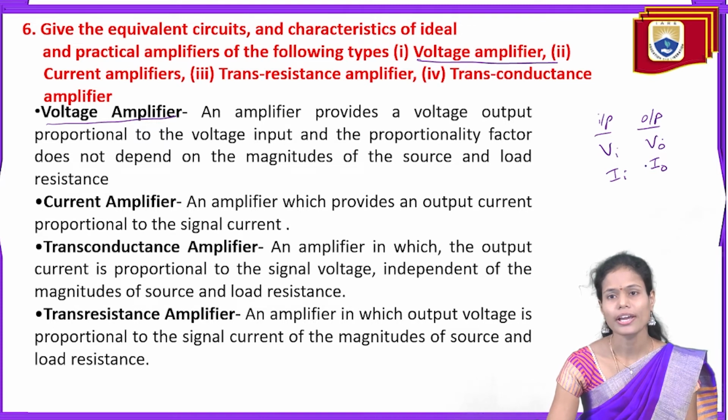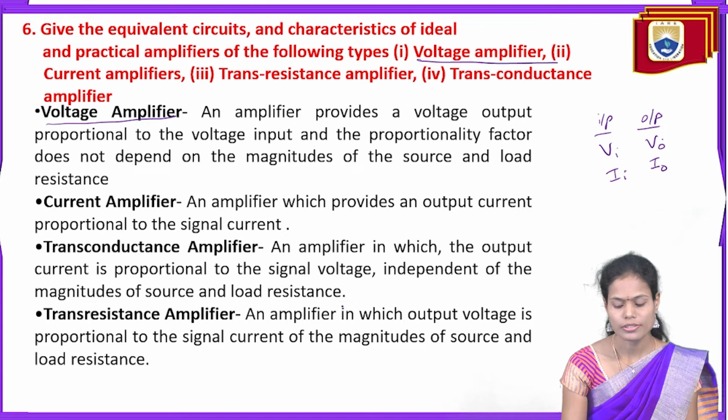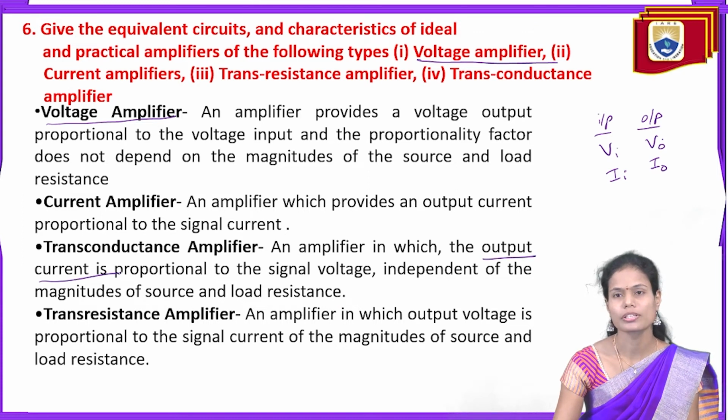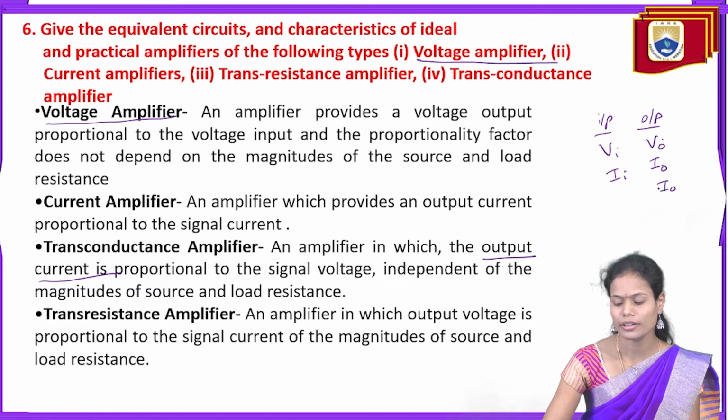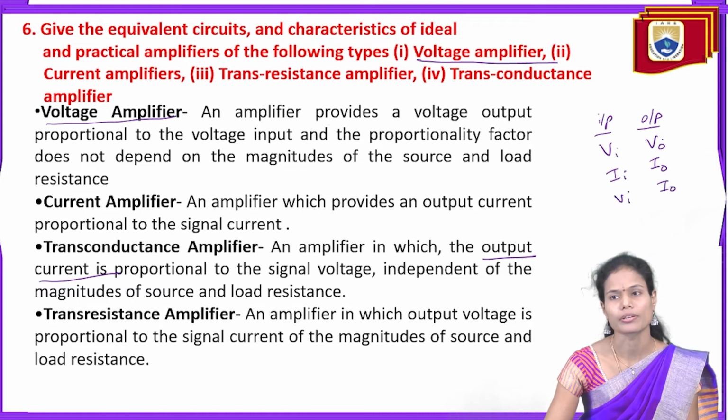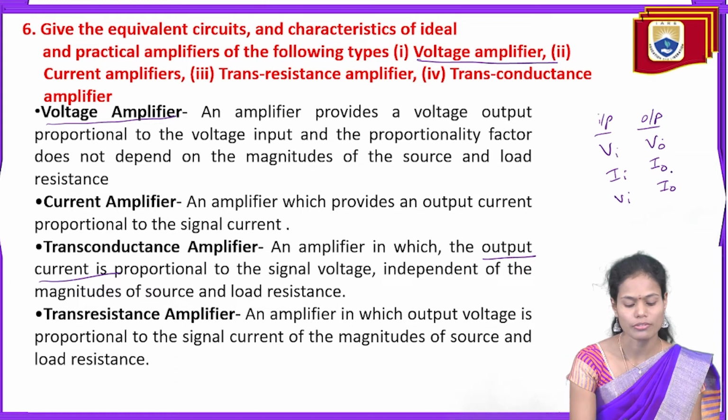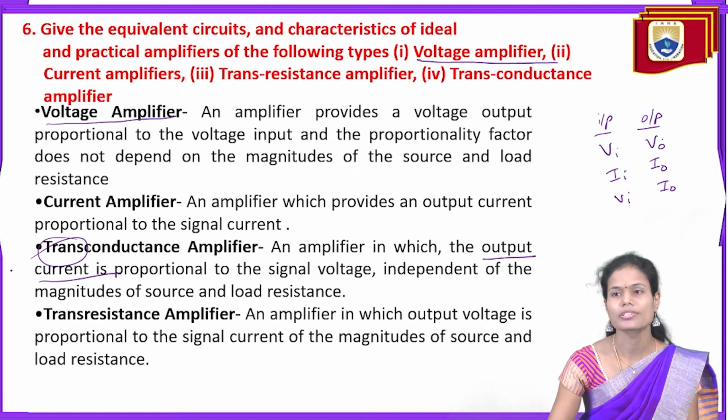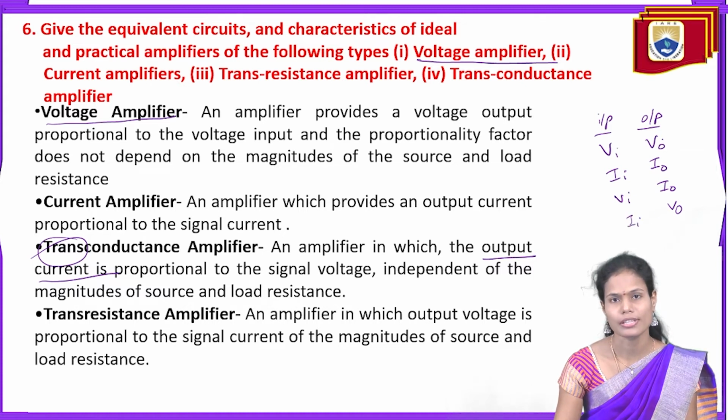And the transconductance amplifier. So transconductance amplifier means in this case the output current is proportional to the signal voltage. So the output is the current, input is the voltage here. So the parameters are different across the input side and output side. So that's why we are indicating with the trans here. And similarly transresistance amplifier. So in this case, it will provide the corresponding output voltage for the applied input current here. So that is the transresistance amplifier.